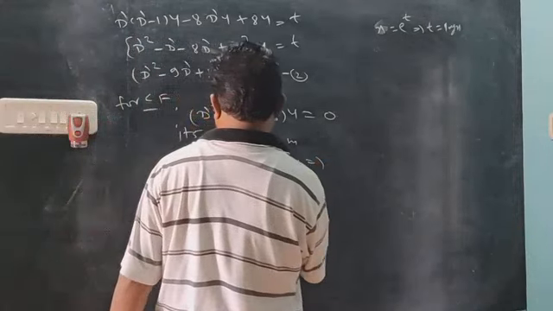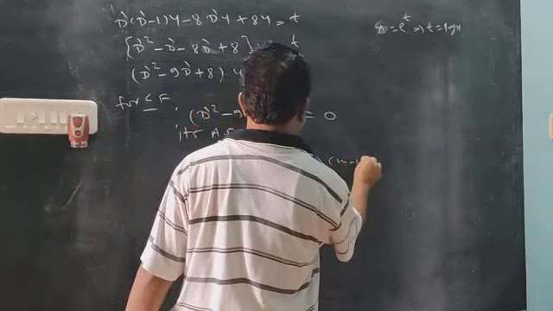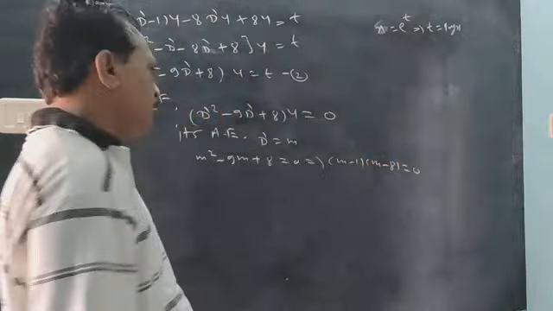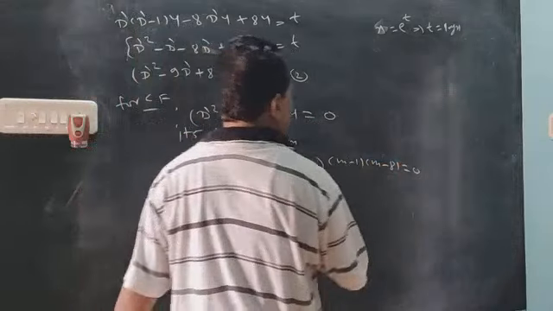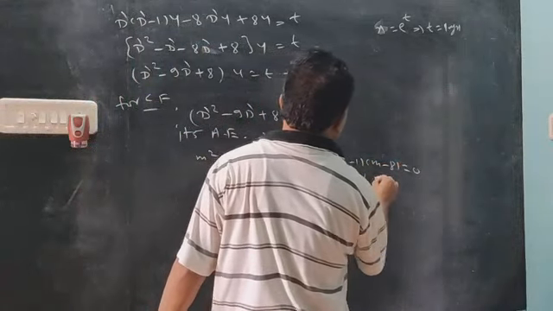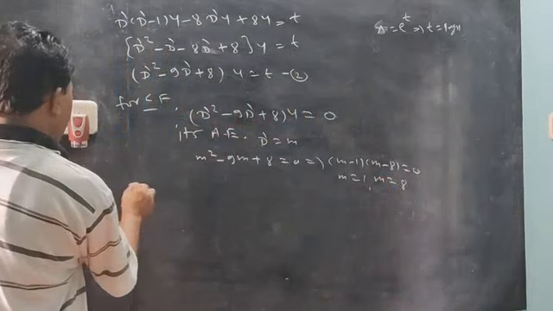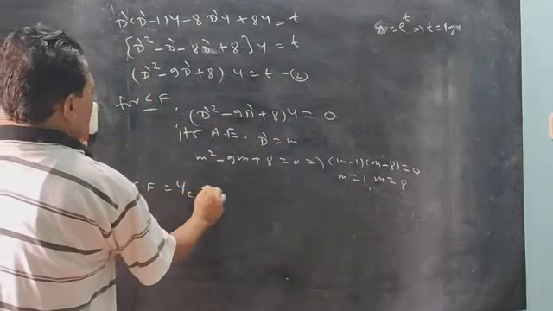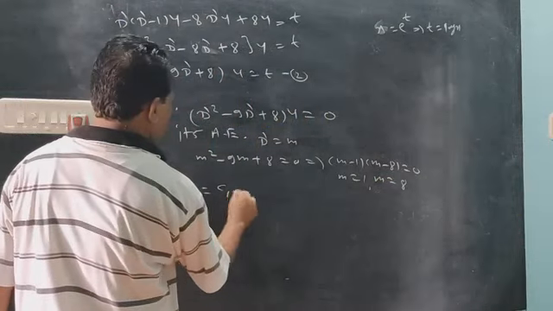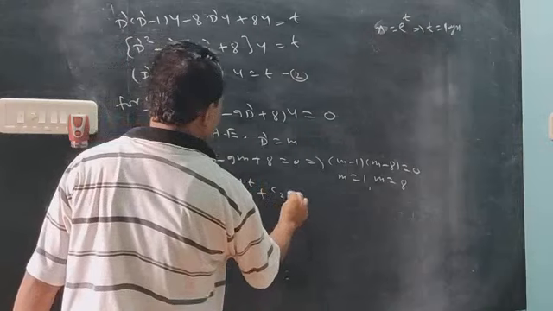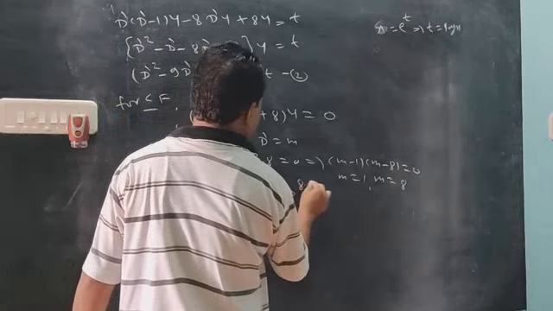The factors are minus 1 and minus 8, so m equals 1 and m equals 8. Therefore the complementary function is y equals C1 e raised to power 1 t plus C2 e raised to power 8 t.